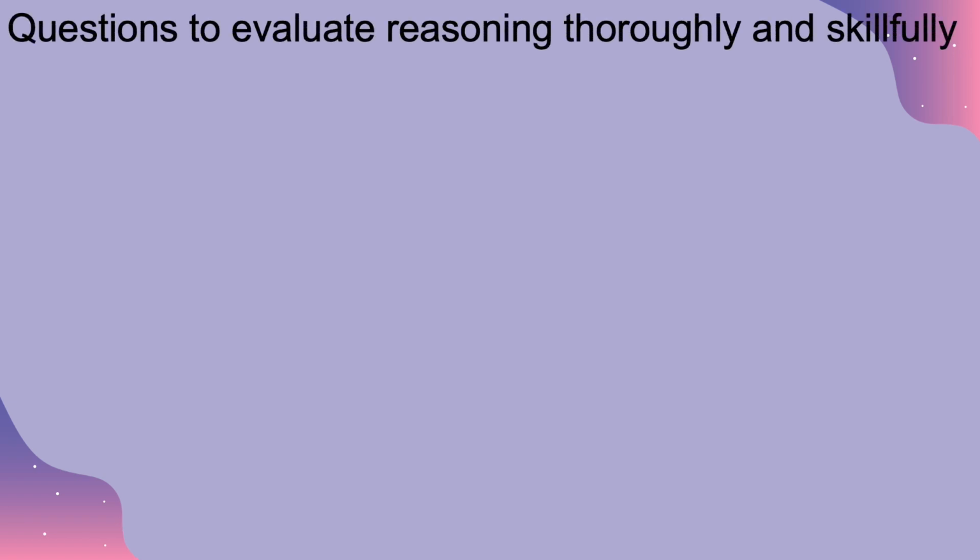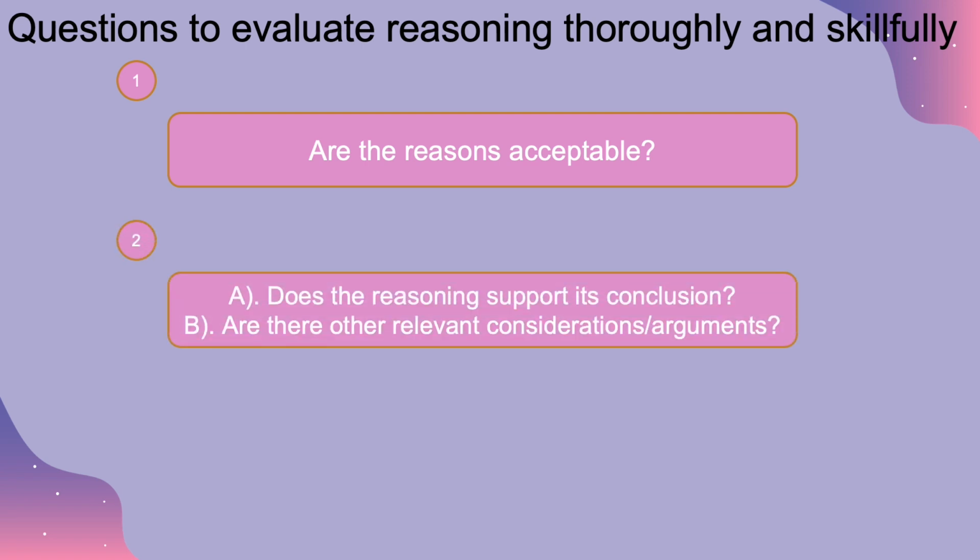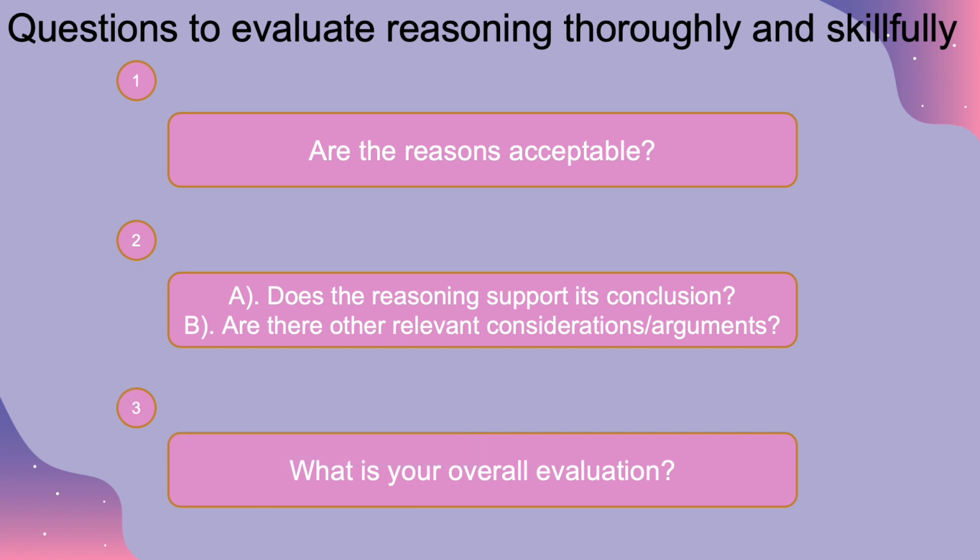When we are reasonably clear what an author is saying, what his or her reasons or conclusion are, we are in a position to evaluate the reasoning, and this involves asking 3 quite different questions. 1. Are the reasons acceptable? 2. Does the reasoning support its conclusion? 3. Are there other relevant considerations or arguments? Last but not least, what is your overall evaluation?